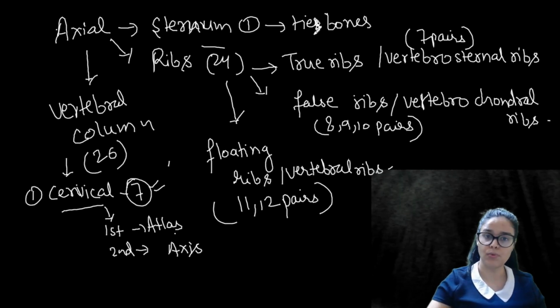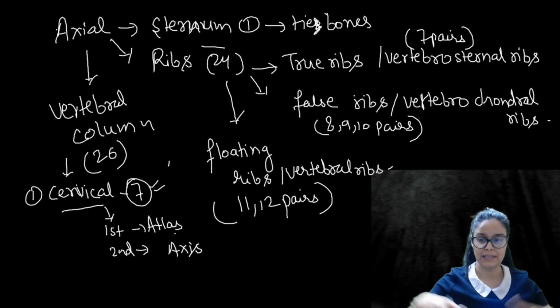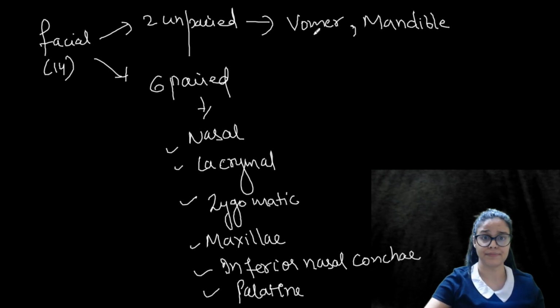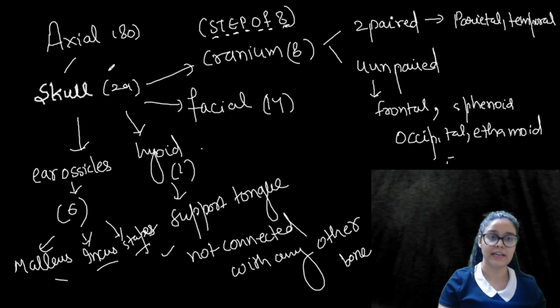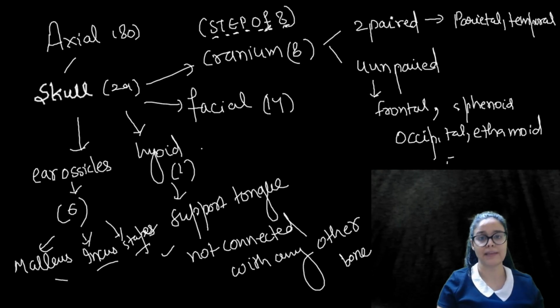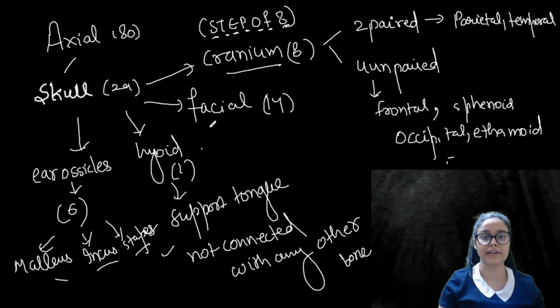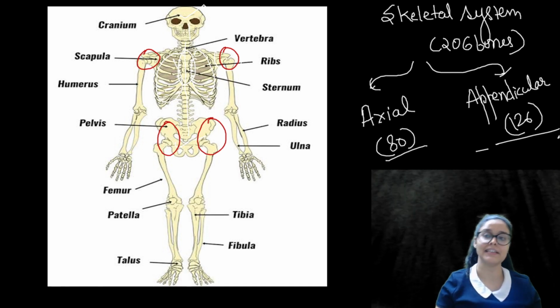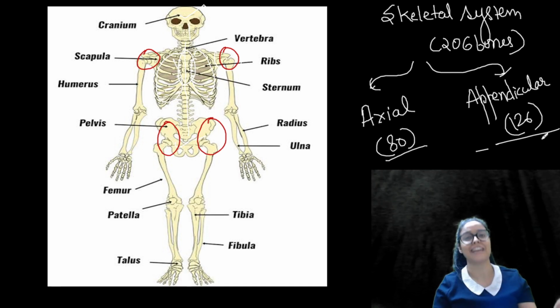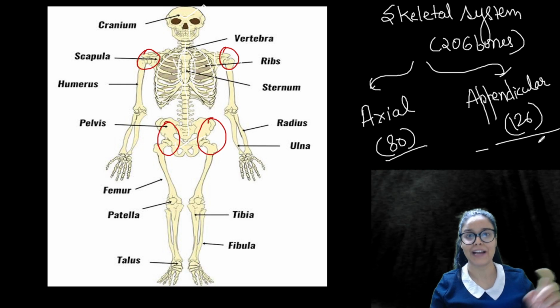Ribs, you know what the ribs are. Obviously they protect our lungs, our heart, our kidney. Floating ribs also protect our kidney. Facial bones 14, 2 unpaired and 6 paired. So you have to remember the names also. And yes, skull 29. You have to remember about the cranium, facial bones, hyoid, ear ossicles. So we have discussed all the things. So total 80 bones axial, 126 appendicular. That's all.